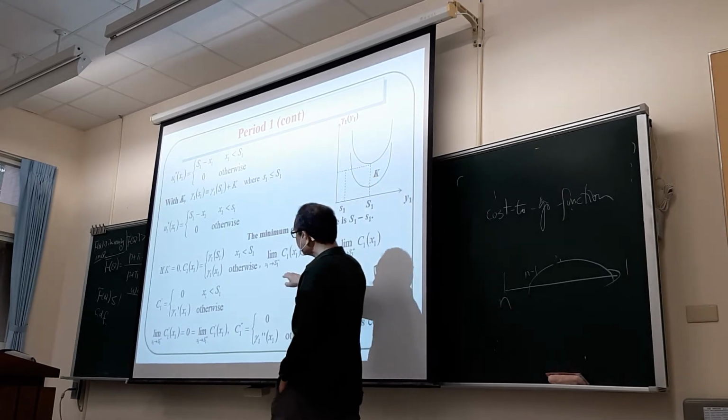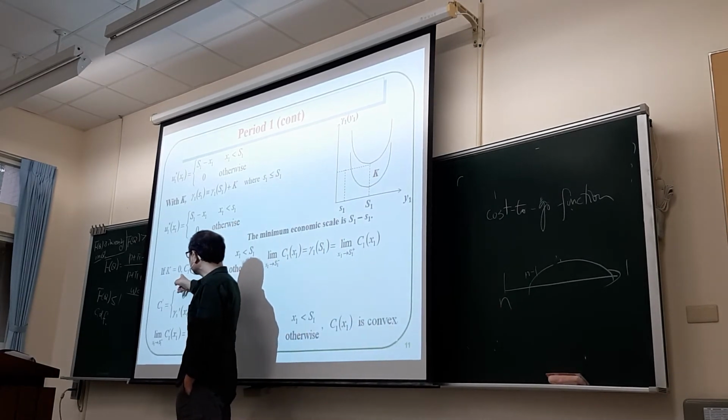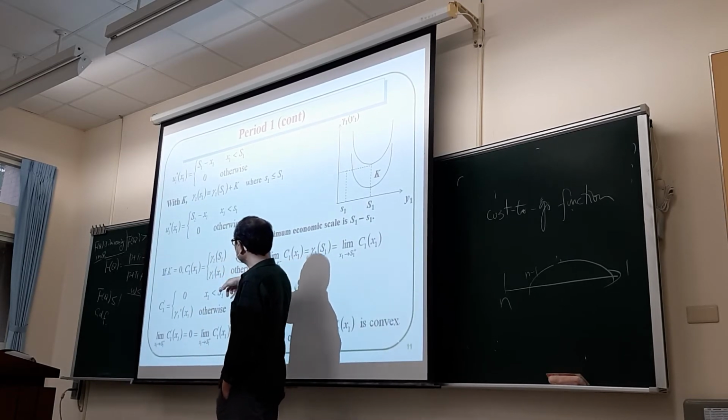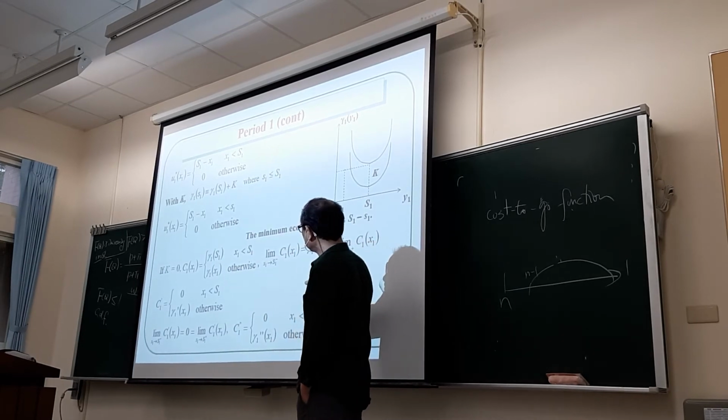Okay. So if the setup cost is 0, C1 is equal to this. Okay.